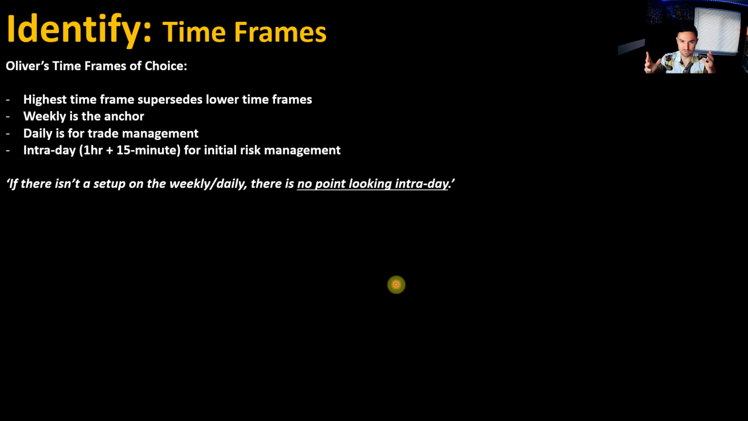So timeframes. What timeframes does Oliver use? Well, he says the highest timeframe supersedes the lower timeframe. What does that mean? He gives more weight to the monthly chart than he would the weekly chart, and he gives more weight to the weekly chart than he would the daily chart. He gives more weight to the daily chart versus the 1 hour chart. Hopefully that makes sense. The weekly is the anchor. The daily is for trade management. Intraday, he uses the 1 hour and the 15-minute time frame. He says he rarely uses the 5-minute chart, but sometimes he does. But for the initial risk management, he's using the 1 hour and the 15-minute.